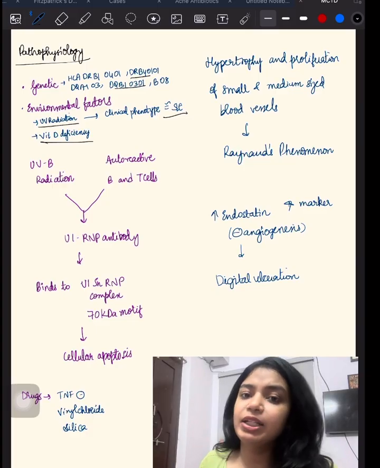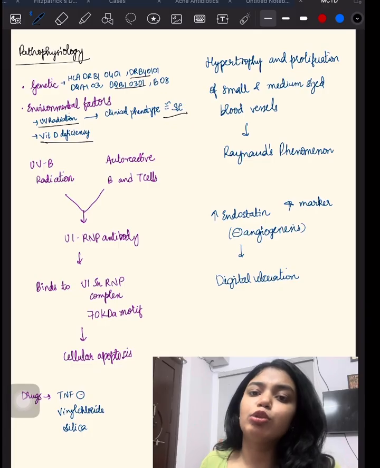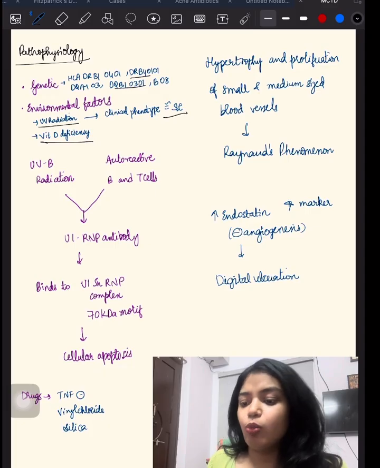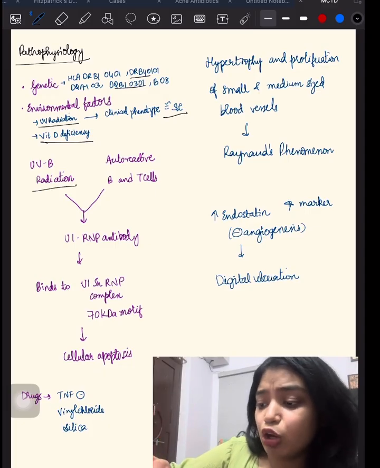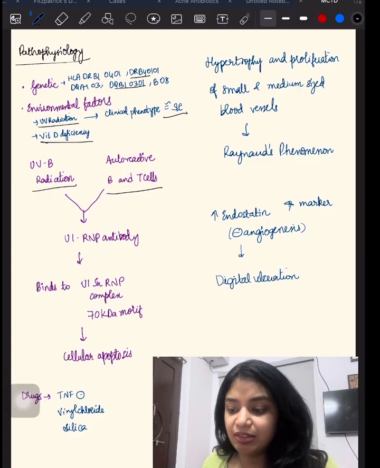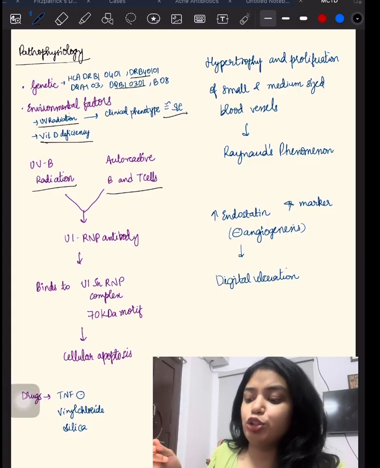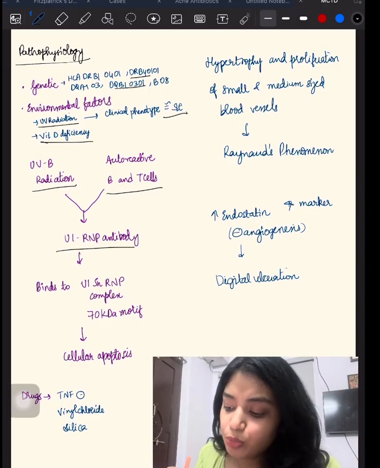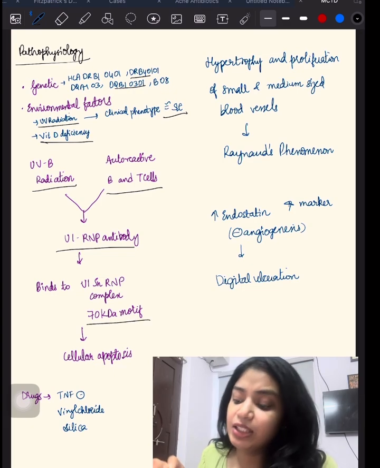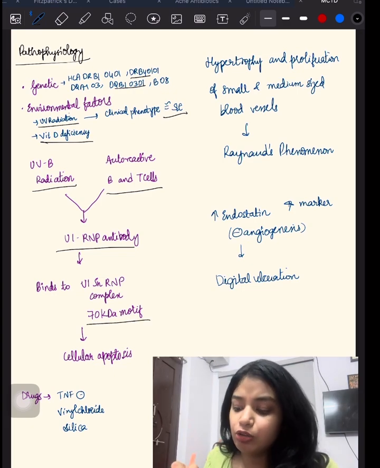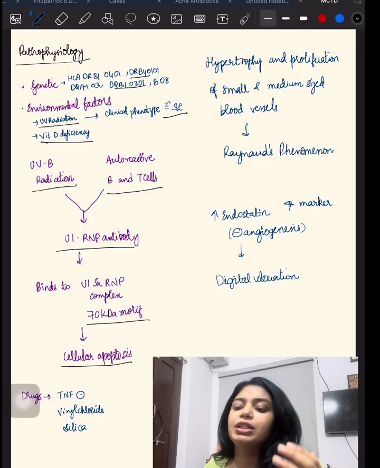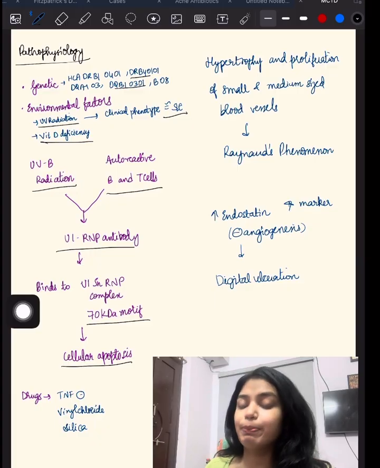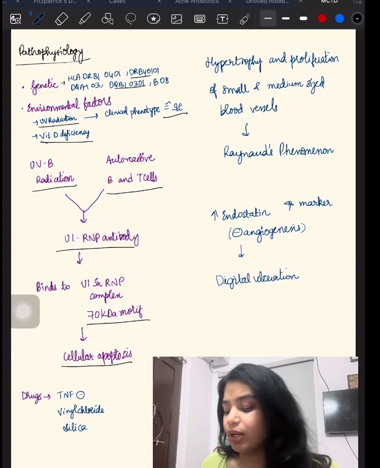The next one is the vitamin D deficiency. Again we know because vitamin D is an immunomodulator, it might trigger the formation of autoreactive B cells. So what happens here is that the UVB radiation, along with the presence of some autoreactive B and T cells, will cause the formation of U1 RNP antibody. Now this U1 RNP antibody binds to the U1 RNP complex, particularly to the 70 kilodalton motif. So this will cause cellular apoptosis. Now apart from the genetic and environmental factors, we also have some drug-induced MCTD cases as well. Usually the drugs implicated are TNF alpha inhibitors, vinyl chloride and silica.